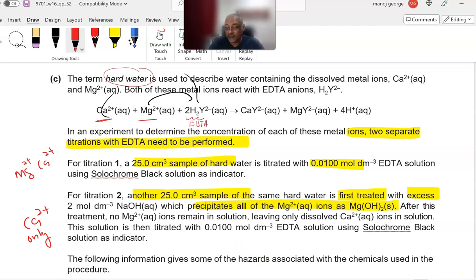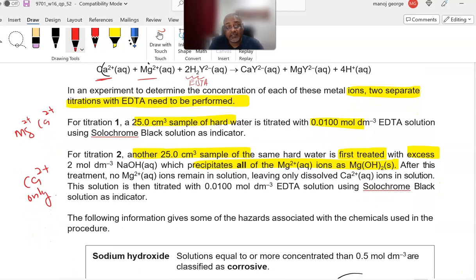Okay, and now we need to read this very, very carefully to understand the difference between the first titration and the second titration. Now, 25 cm cube of hard water is taken. That's the one which goes into your conical flask during titration in both cases. So 25 cm cube is the standard volume that goes into the conical flask. Now, the EDTA is coming from the burette. The concentration of EDTA is 0.01, which is mentioned. That's the one which comes from the burette. The indicator is added to the 25 cm cube of hard water in the conical flask, measured by pipette.